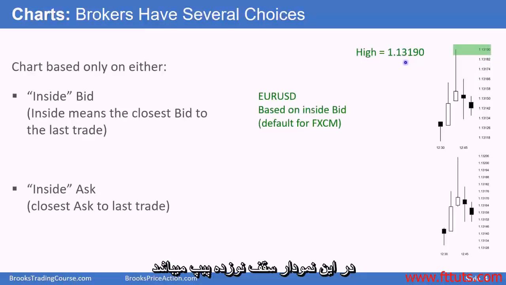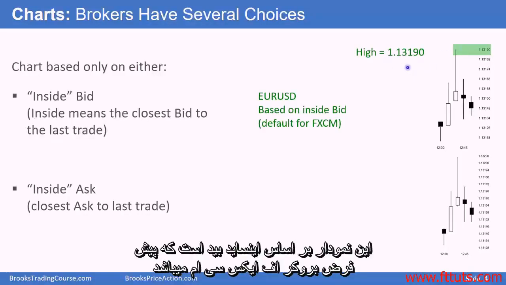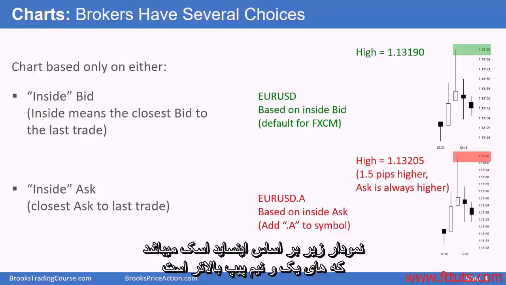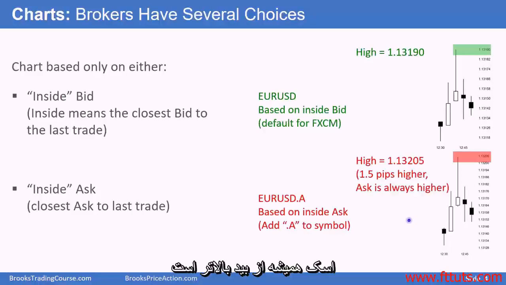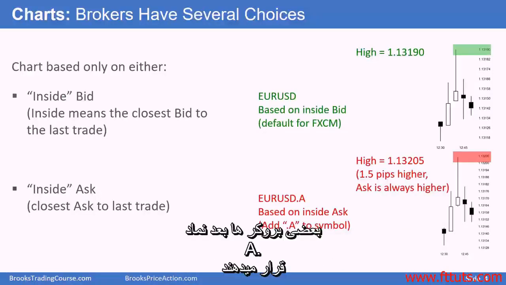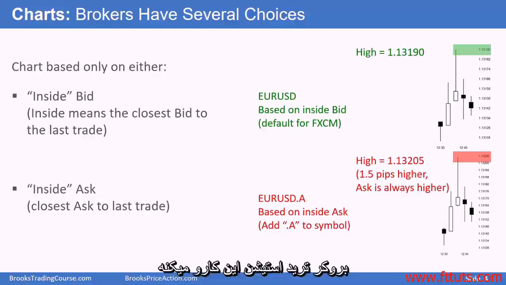So in this particular chart, the high is 1.1319. This is the euro versus the dollar. And this chart is based upon the inside bid, which is the default for FXCM. And then on this lower chart, the chart's based upon the inside ask, and the high is 1.5 pips higher. The ask is always higher than the bid. Some brokers on their symbol will put a letter A next to the symbol. TradeStation used to do that to show that it's an ask chart rather than a bid chart.